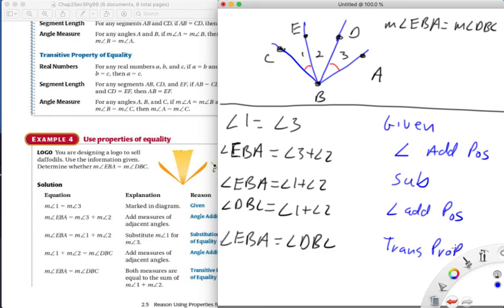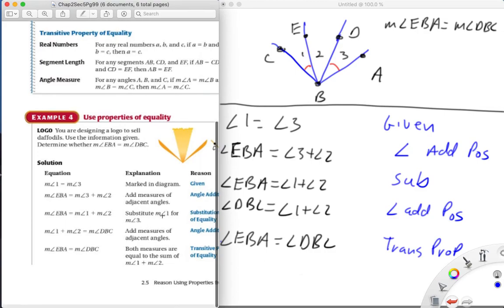Transitive property of equality. So my first step is given to me. My second step is to say that EBA is equal to angle 3 and angle 2. Since I know that those two angles are equal to each other, I can substitute angle 1 for angle 3 and say that EBA is equal to angle 1 plus angle 2. I know from the angle addition postulate, also given to me in the picture, that DBC is equal to angle 1 plus angle 2. And then I can use the transitive property. Since both those two angles are equal to the same expression, then they must be equal to each other due to the transitive property of equality.